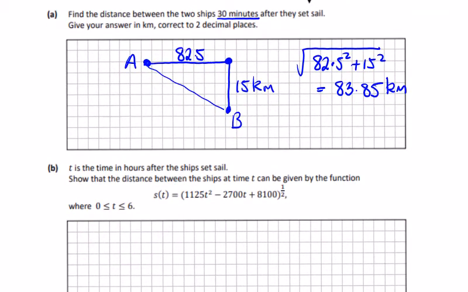T is the time in hours after they set sail. Show that the distance between the ships, well, this x here is the distance between the ships, at time t can be given by the function. Okay, so we're given this function, so it's the square root of something, which is clearly the square root of this, just in terms of t.